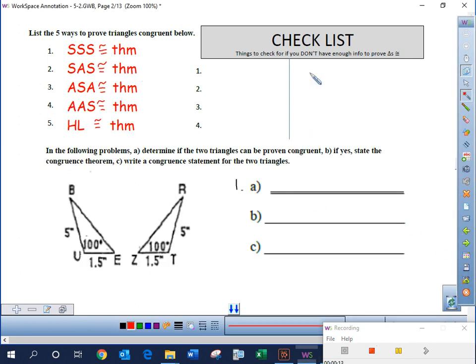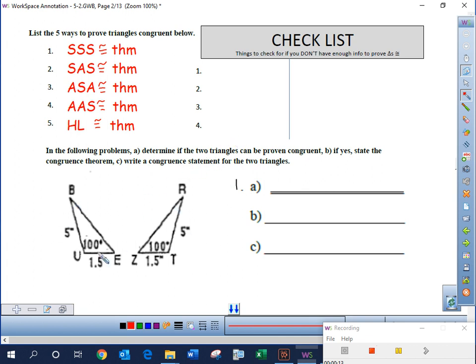That's your side, side, side, side, angle, side, angle, side, angle, angle, side, and hypotenuse leg, all with congruence theorem. So you can pause the video if you need to. But now let's check this out. They say A, determine if the two triangles can be proven congruent, so yes or no. If yes, tell us why, and then part C, write the congruent statement.